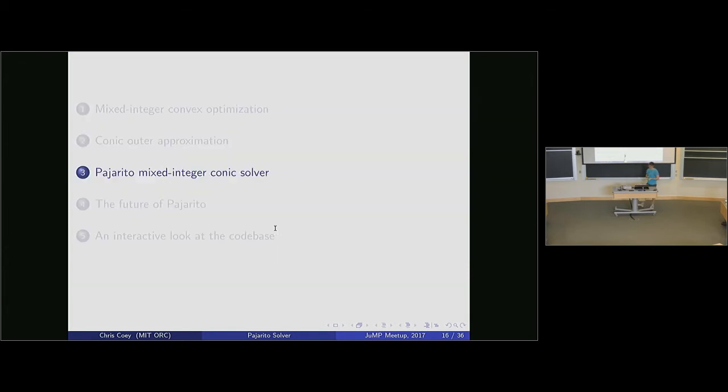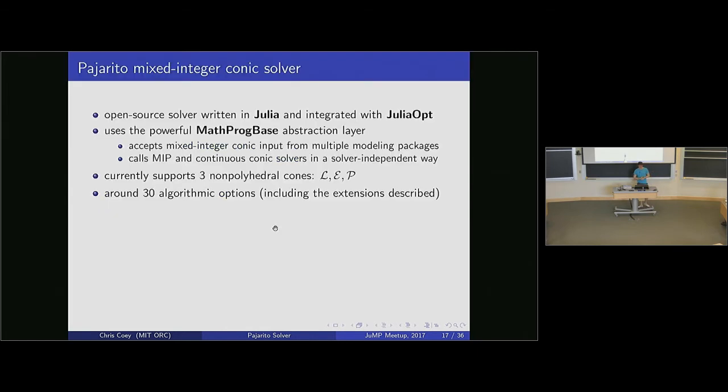Okay, so now the architecture of the Pajarito solver. Pajarito is open source, written in Julia, integrated with JuliaOpt, which Miles has discussed. It uses MathProgBase to accept mixed integer conic input from multiple modeling packages, and also to call MIP solvers and the continuous conic solvers in a solver-independent way. Currently, it supports the second order cone, the exponential cone, and the positive semidefinite cone, but the code is very simple and easy to extend. And we have many algorithmic options, including all of the ones I just mentioned on the previous slide.